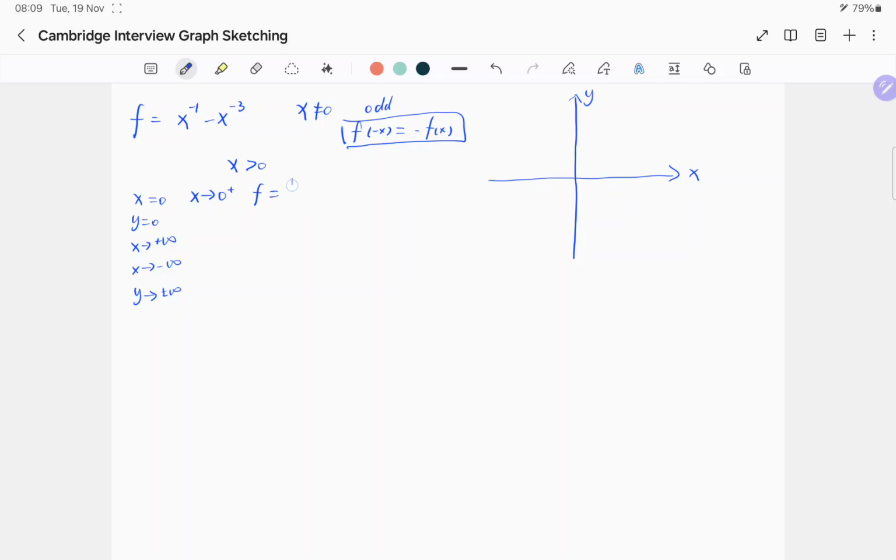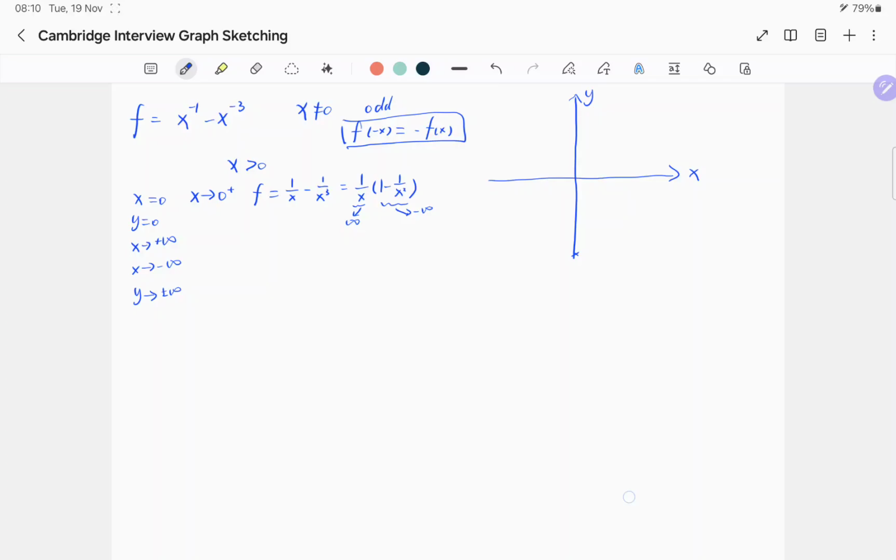Well, f is equal to 1 over x minus 1 over x cubed. Let's make it look like this. This term approaches negative infinity, and this term approaches infinity. So an infinity number times another infinity number approaches infinity, right? So let's put a point here.